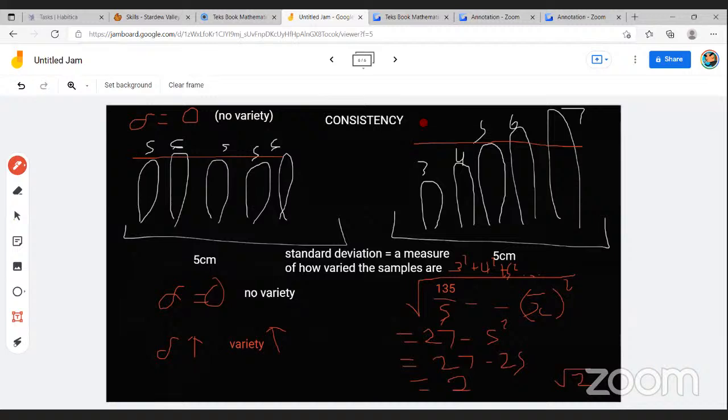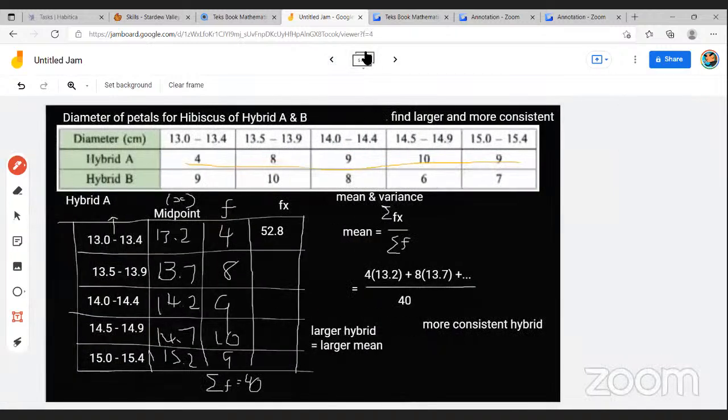Let me just square root 2 real quick into something I can write down. So your standard deviation would be equal to, let's say, 1.414. So essentially, whenever the standard deviation increases, you can see that the more standard deviation, the more the variety. So yeah, does this whole thing make sense?